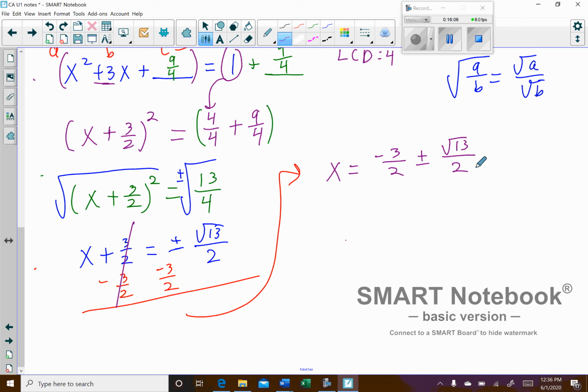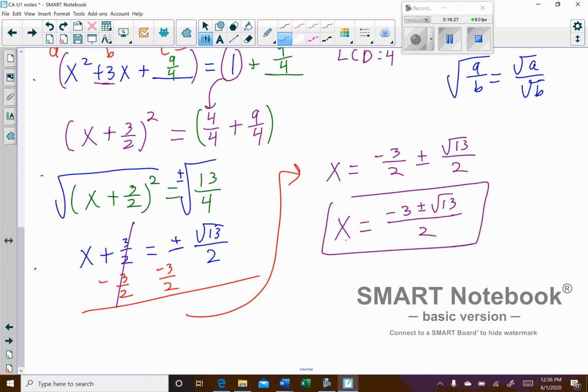And you know, that's a pretty good answer. But the computer might be a little picky. It might say, you've got a common denominator, we can bring that together. So we'll bring this together as negative 3 plus or minus the square root of 13, all divided by 2. And there we go. There's your two answers to this.